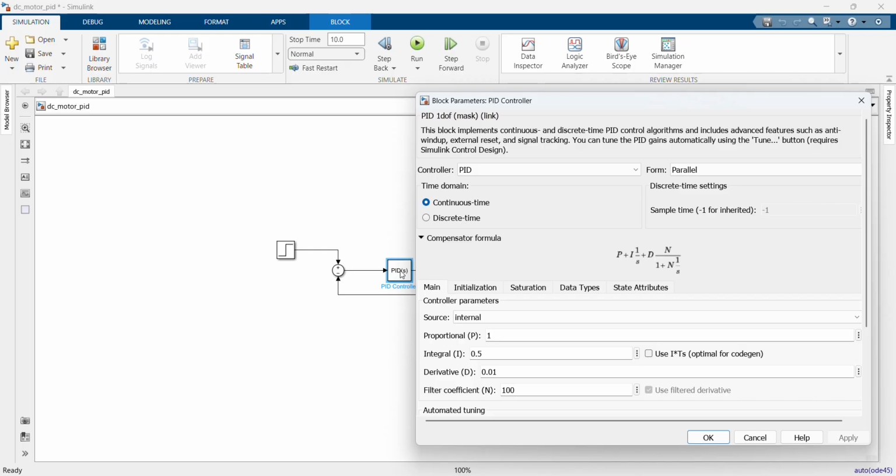In real-world applications, PID parameters are tuned using tools like the PID Tuner in MATLAB or by analytical methods. But understanding their individual effect, like we did here, is the most important first step. This is a great foundation for designing control systems for DC motors, robots, or any mechanical process.